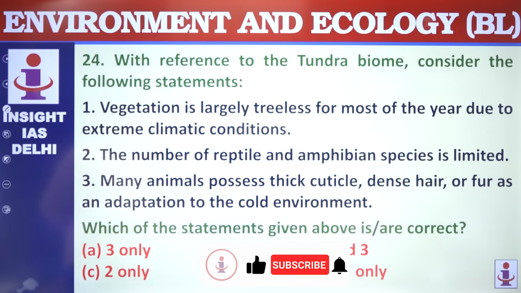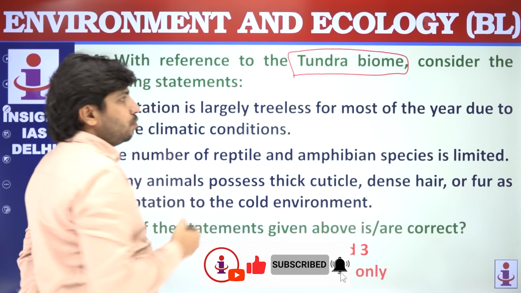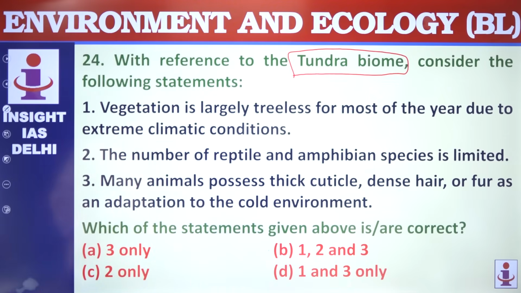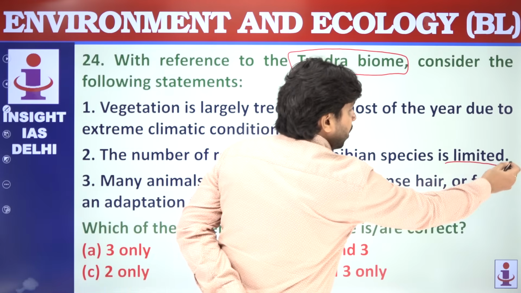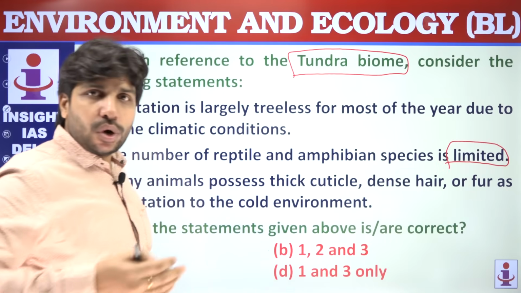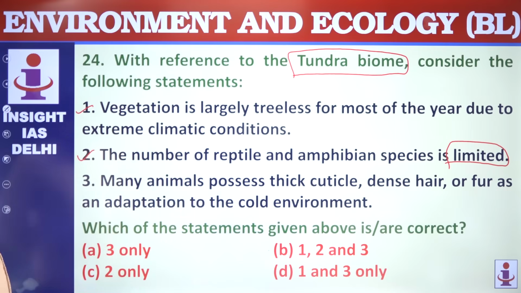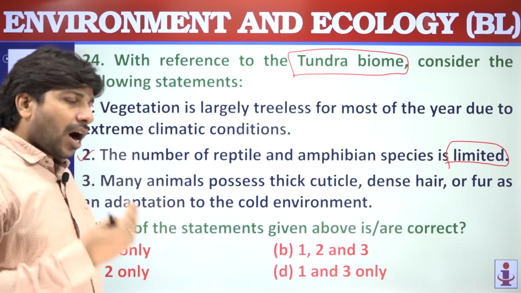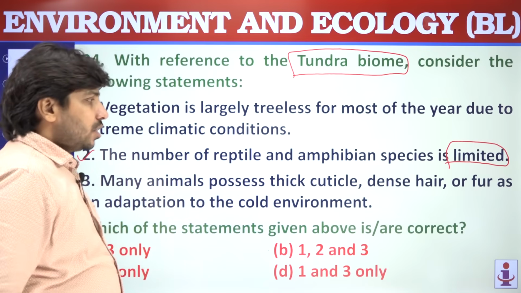Tundra biome, different kinds of biome: tundra, taiga. Features of the tundra biome. Vegetation is largely treeless, very much true. The number of reptile and amphibian species is limited because of low temperature in the tundra biome, cold areas. So both these statements are correct. Many animals possess thick cuticle and dense hair to avoid the harsh, cold temperatures.